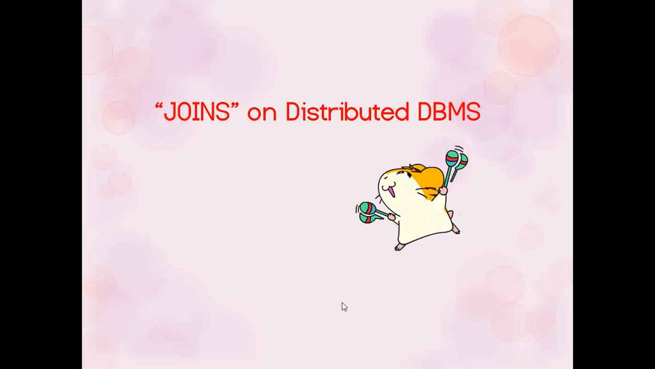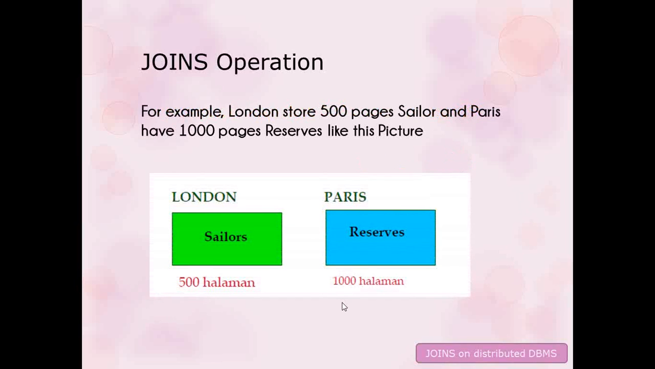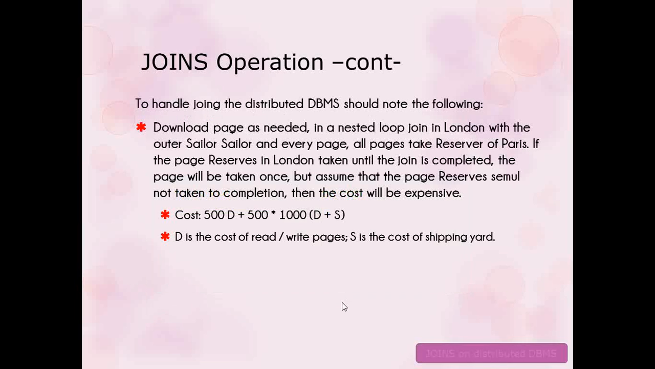So we come to the next subject, joins on distributed DBMS. Here is the example again. For example, London stores 500 pages of sellers and Paris has 1,000 pages of reserves, like this picture. Halaman is page. Next, join operation. To handle a join, the distributed DBMS should note the following.